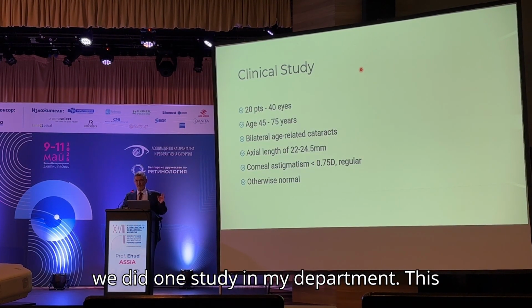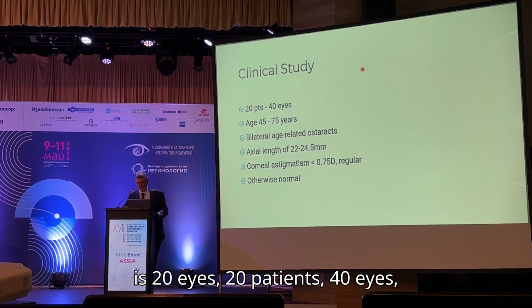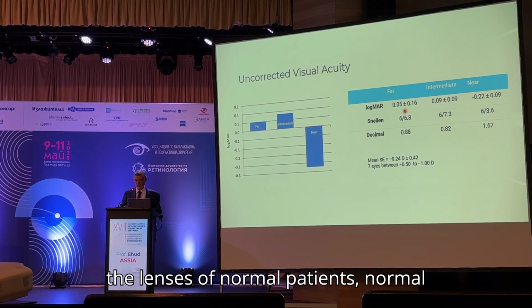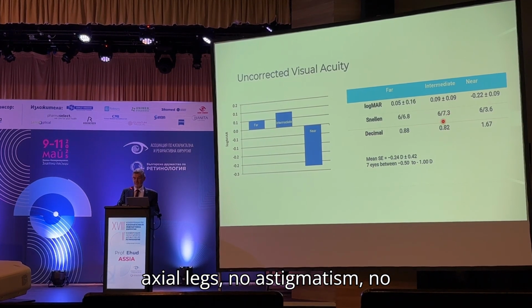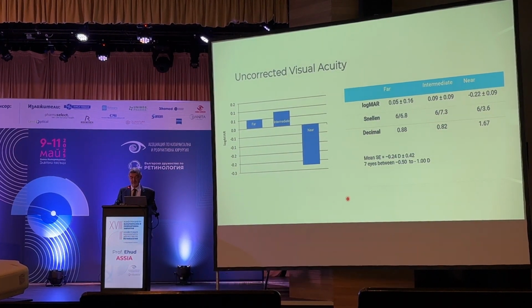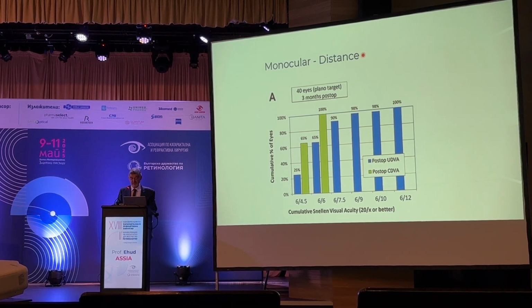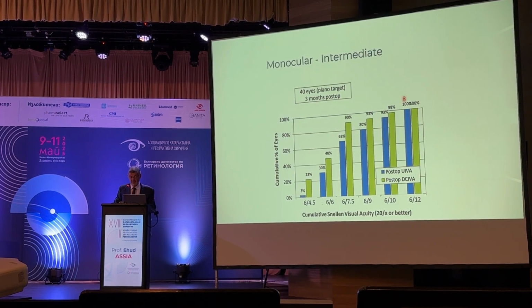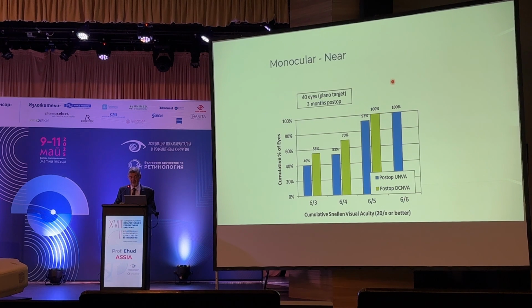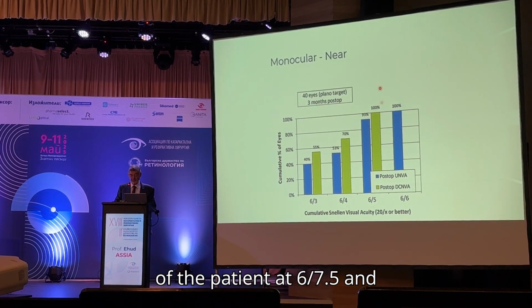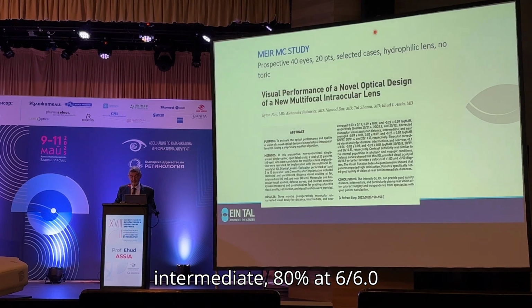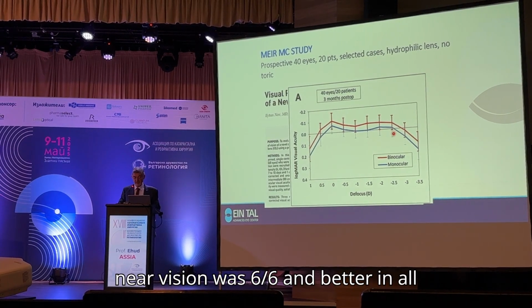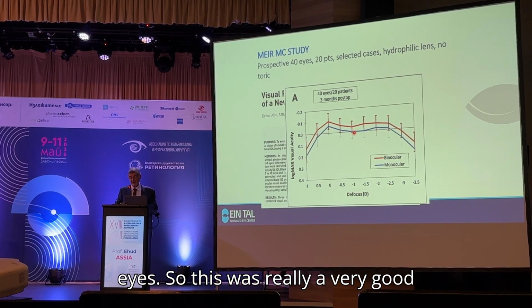So we did one study in my department. This is 20 patients, 40 eyes, but these were the best case scenario. The lenses of normal patients, normal axial length, no astigmatism, no pathology, and this was the result. Distance, the average was 6.6, intermediate 7.5, near even better than 6.6. And here you can see the distance, 90% of the patients at 7.5, and intermediate 80% at 6.9, and the uncorrected near vision was 6.6 and better in all eyes. So this was really a very good result.